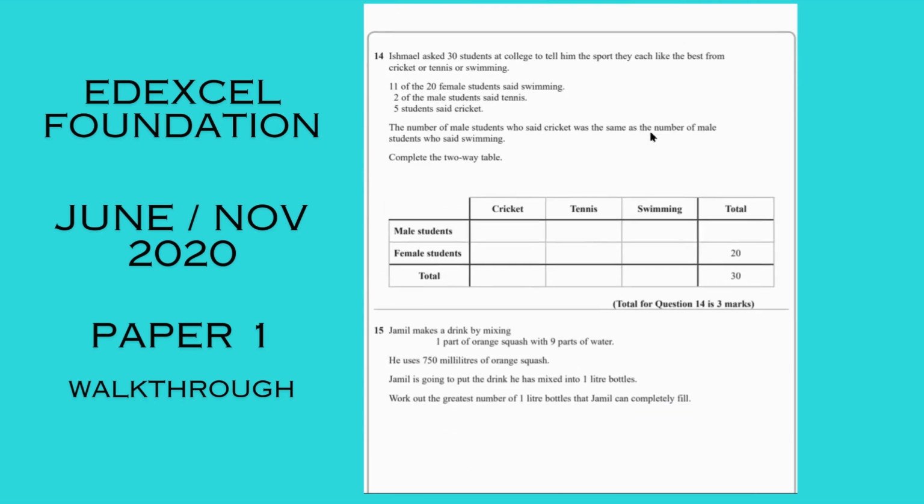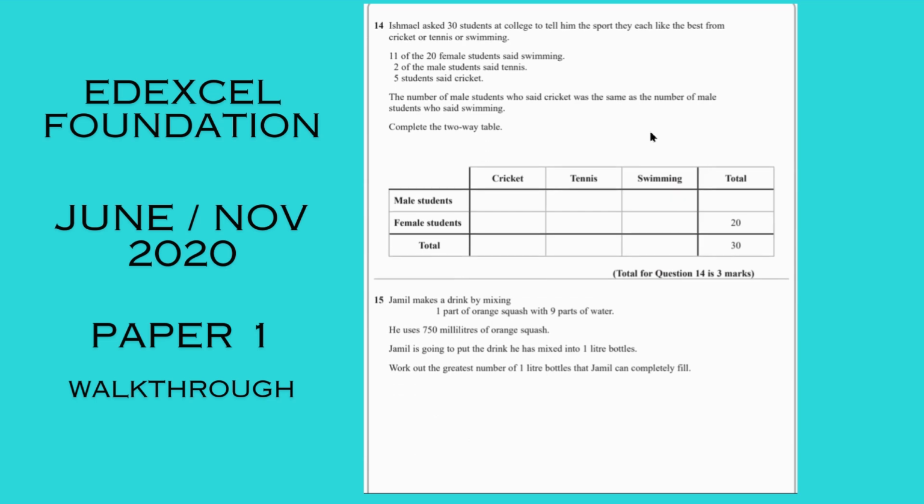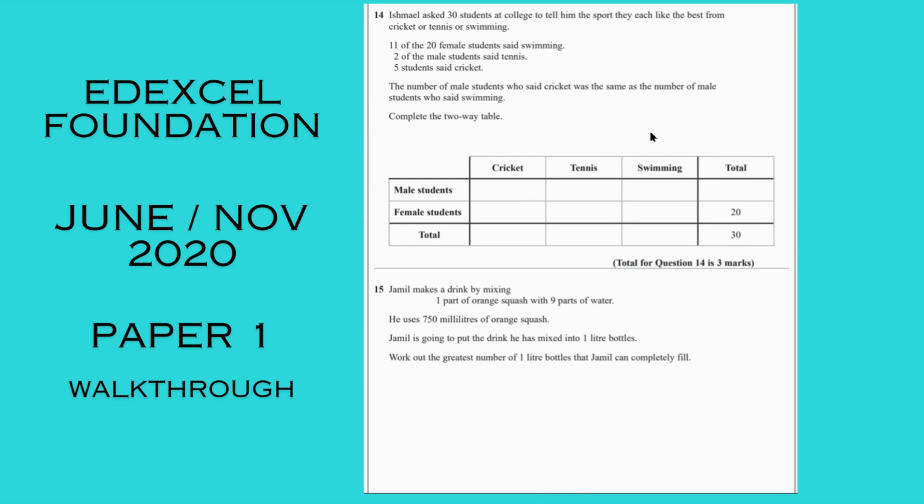Number 14. Two-way tables, always a very wordy page in full, but always take it one line at a time. So 11 of the 20 female students said swimming. Doesn't tell us enough to fill any more in. 2 of the male students said tennis. Again, not enough to fill in. 5 students said cricket.